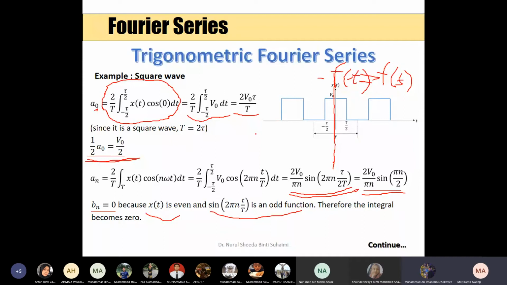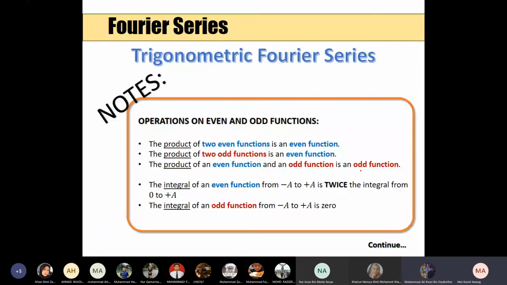This curve is f of t equal to f of minus t, right? This is an even function. You see the value here, f of tau over 2 is equal to the value of f of minus tau over 2. So this is an even function. But an odd function would go below, like a sine wave. Okay, so that is the even function. So we continue.